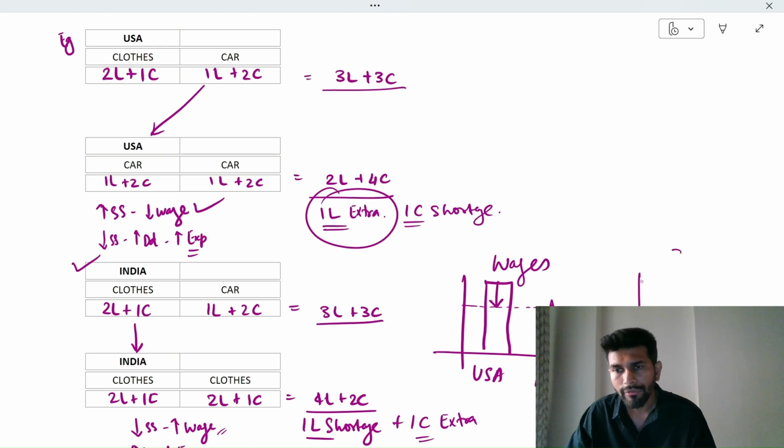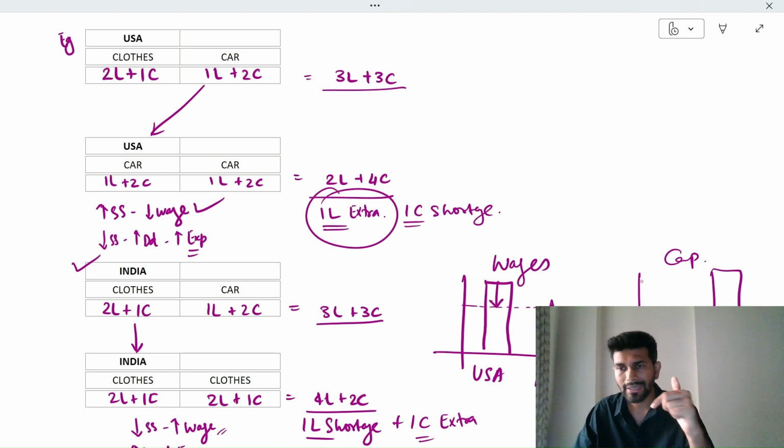Let's take another example of capital. USA is a capital abundant country, so technologies are available at a cheaper rate in USA, and in India, due to scarcity of technology, the capital will be expensive. The capital or technology will be expensive. So in case of USA, if there is 1 unit of capital in shortage, the shortage will create demand and there will be an increase in price. So the price of capital in USA will increase.